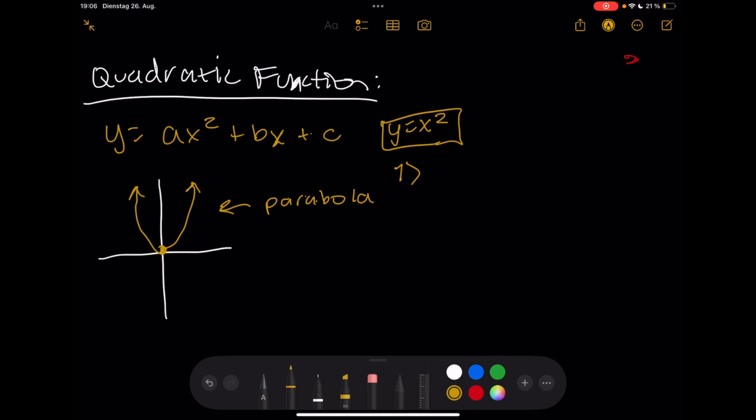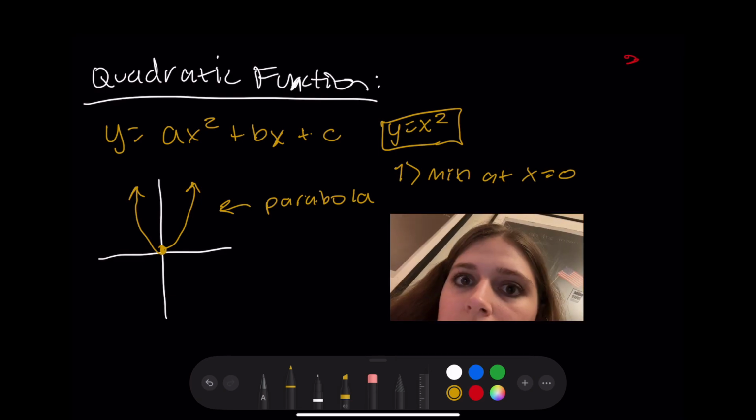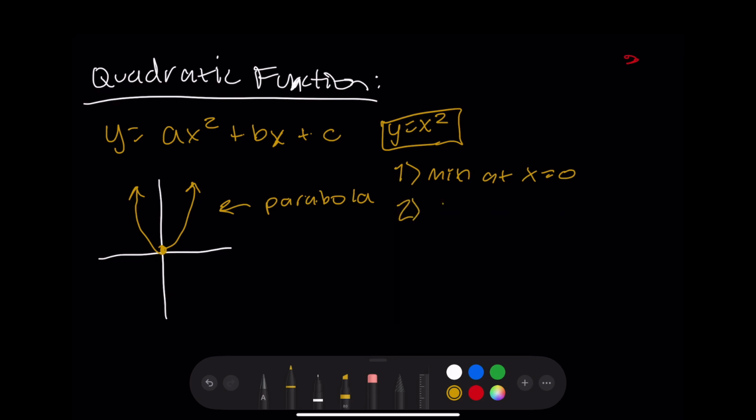First off, your minimum is at x equals 0. I said minimum at x equals 0, but it's y equals 0. You only have minimums and maximums with the range. At x equals 0, as you can see by this, y equals x squared has no translations whatsoever, so it's just, boop, x equals 0. The second property is, the graph is symmetric.